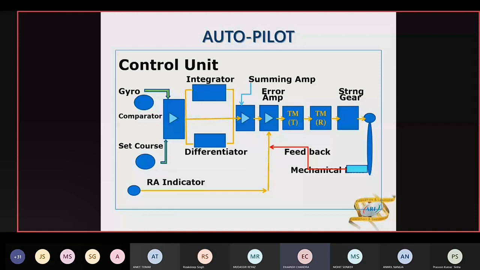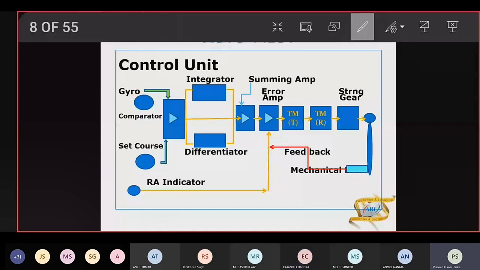Sir, what is the exact function of the integrator and differentiator here? I said that we are not discussing it separately, but it is all part of the comparison. We only said in one line that both are compared, but the algorithms used for comparison are all very complex processings, all part of comparison only. So integrator and differentiator are basically part of the comparison process.